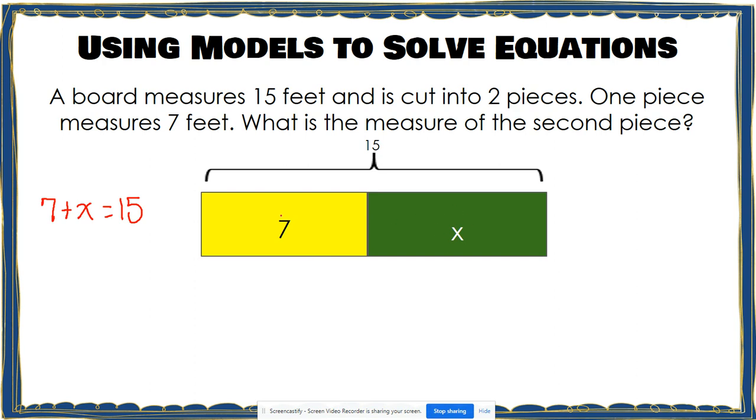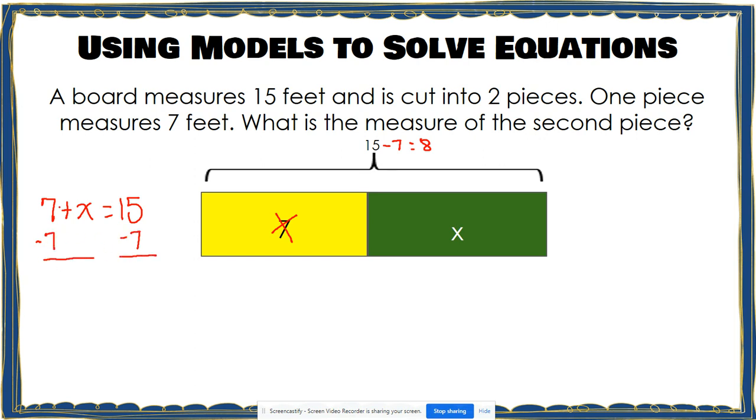Now to figure out what x is, I know that I need to take 7 away from x, which means I also need to take 7 away from 15. And if I do 15 minus 7, I get 8. I can show this in my equation by subtracting 7 from both sides of my equation.